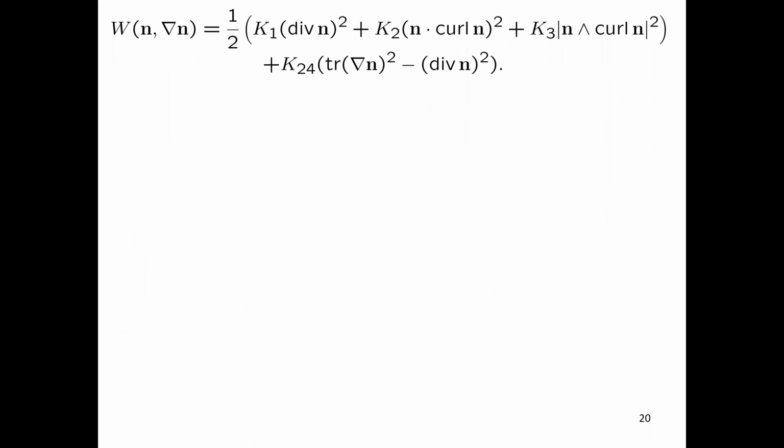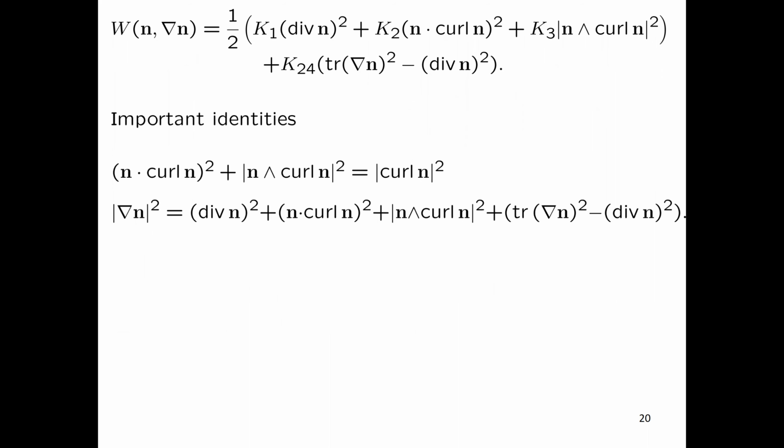So there's the integrand again. Now there's some important identities. So first of all, the absolute value of curl n squared. These identities involve all the terms you see. It is the sum of n dot curl n squared and n cross curl n squared. And the second identity is interesting. It says that the gradient of n squared is the sum of all the terms that appear here, namely div n squared, n dot curl n squared, n cross curl n squared, and trace squared n squared minus div n squared. Of course, you could, if you want, cancel the div n squared with this div n squared.